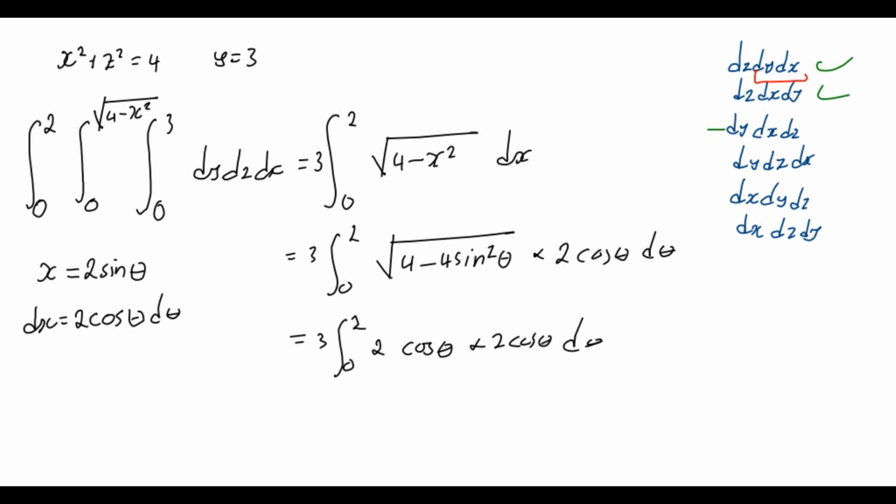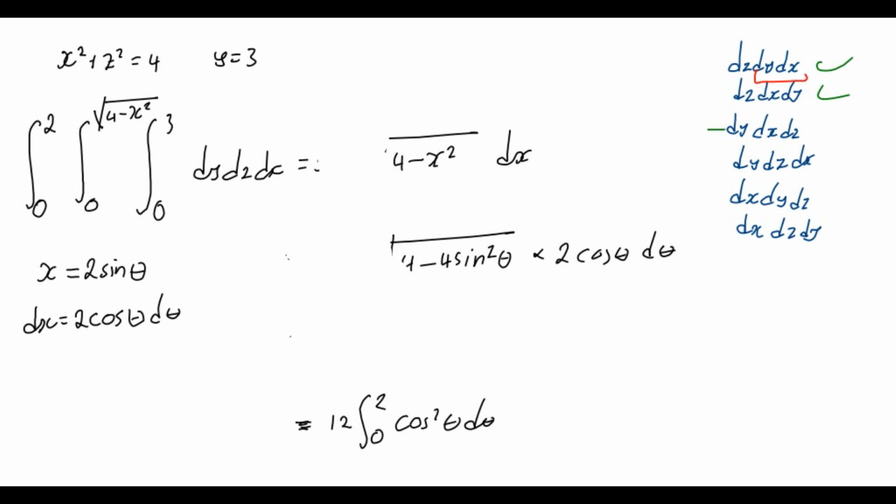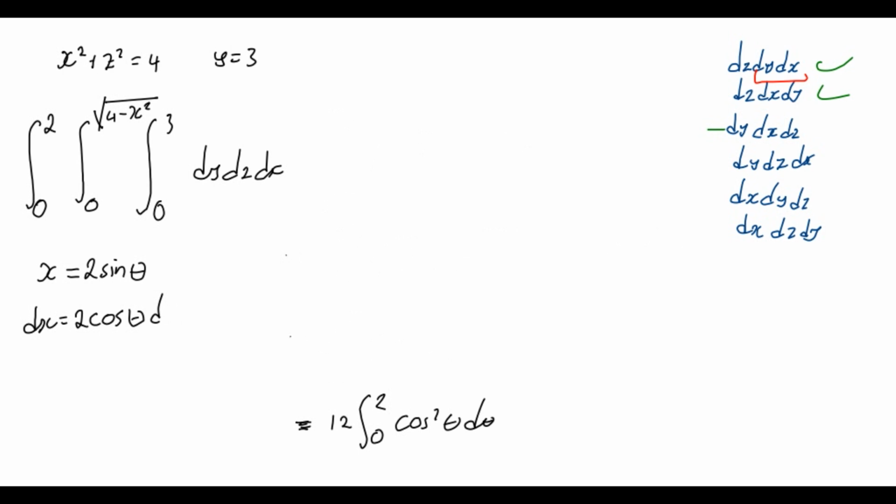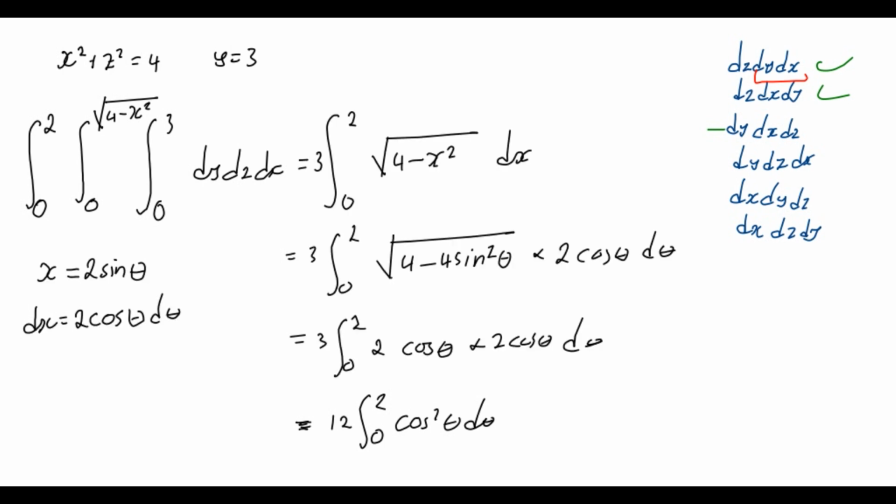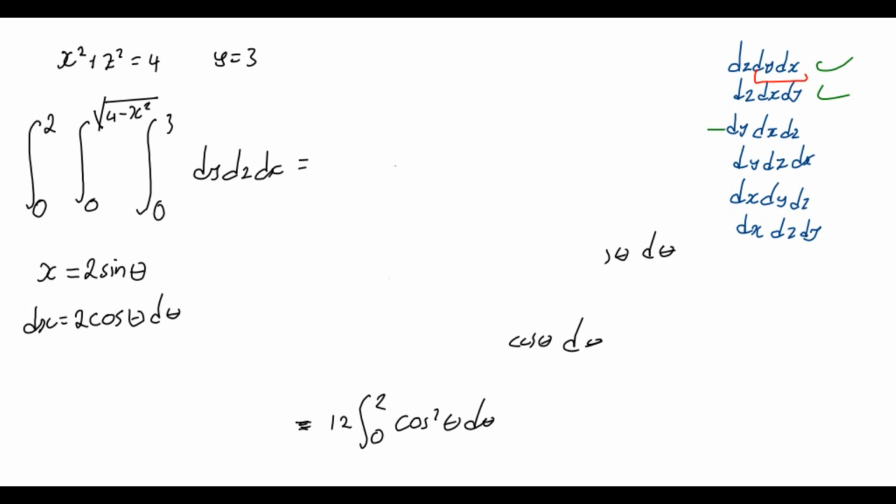2 by 2, that's a 4. By the 3, you're going to get a 12. So that would be 12 from 0 to 2, then cos squared theta d theta. We have to do another simplification here. We can use some trig identities to simplify this.